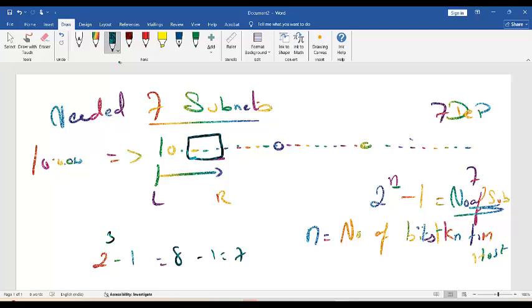What is the default number of bits for 10? It is 255, 8 bits, isn't it? But now you have added another 3 bits for networking. So the subnet mask will not be the same. It will be 255.224.0.0. Why 224? Because 128 plus 64 plus 32 is 224.